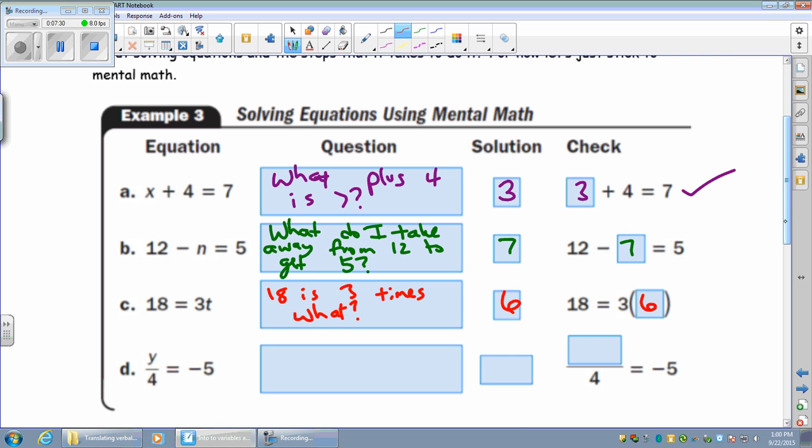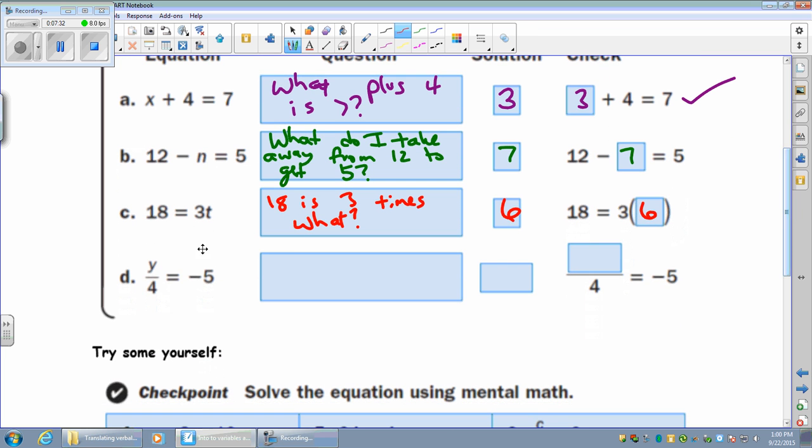And the last but not least, I have y over 4 equals negative 5, or y divided by 4, or what divided by 4 is equal to negative 5? So that's a good question. What divided by 4 is negative 5? This one is a little bit trickier. I think you got it. It is negative 20. Because negative 20 divided by 4 gives us negative 5.